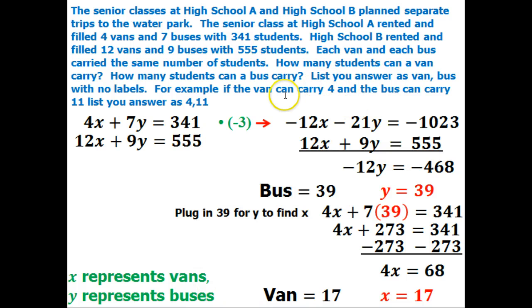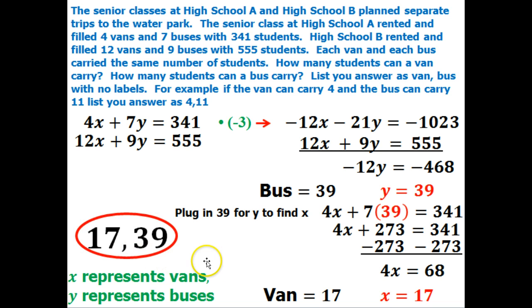Okay, now it asks me to list my answer as van, comma, bus with no labels. So I'd have to go with the van number here, comma, the bus number. So 17, comma, 39 would be my answer on this particular one. And that's how you'll input it into the online system.